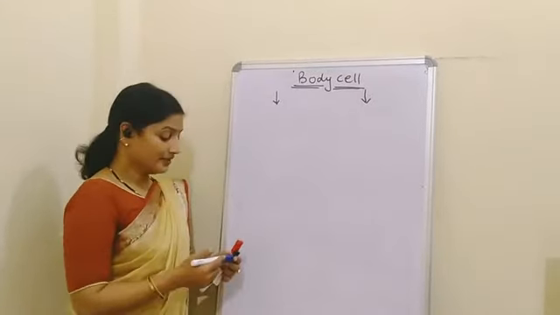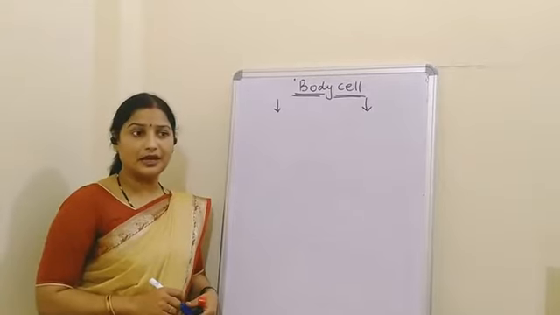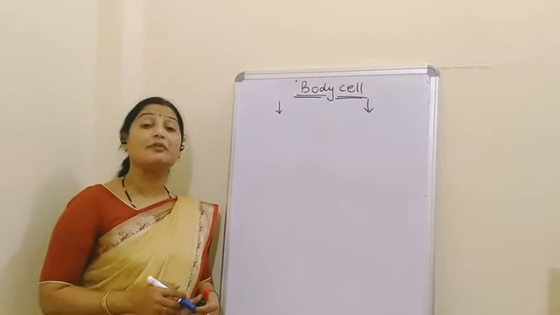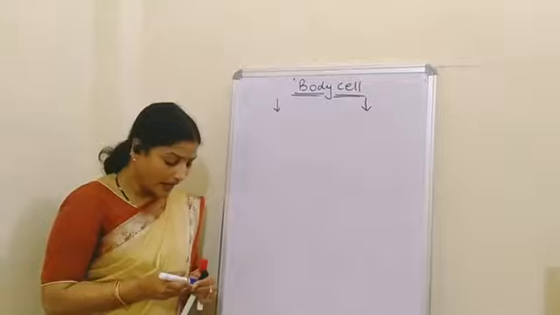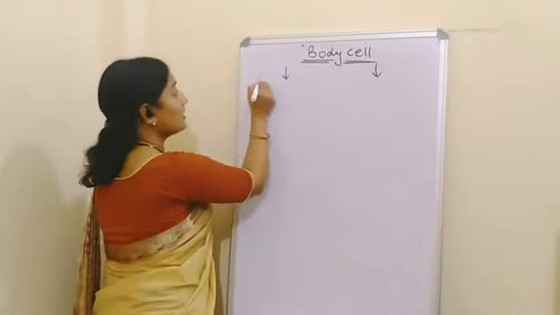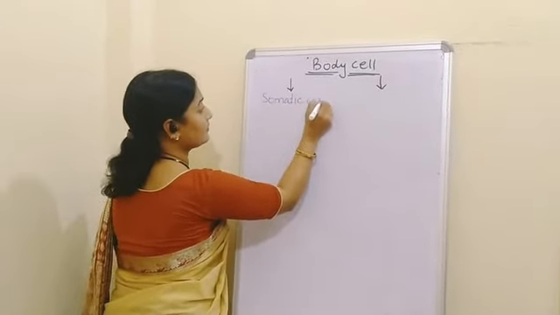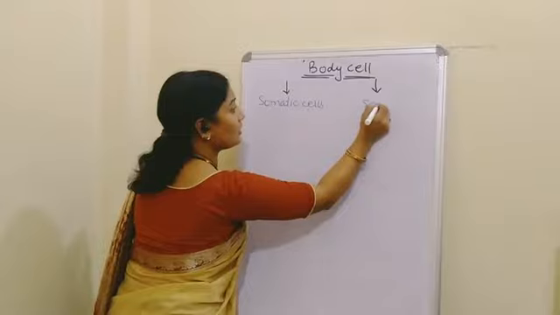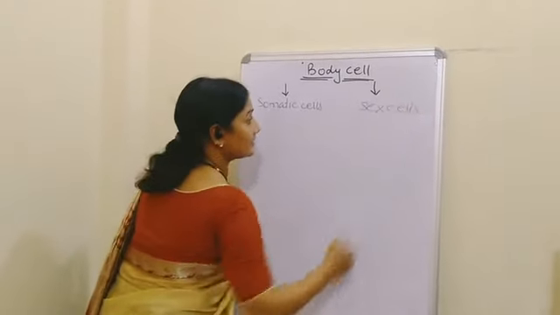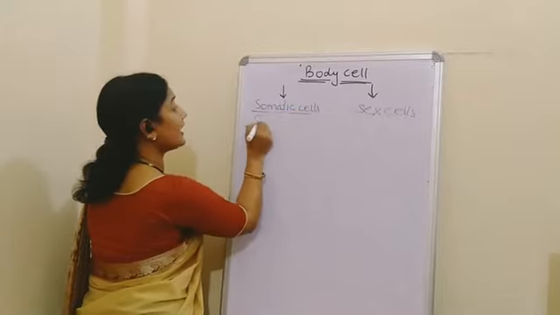Now children, we are all multicellular organisms. Our body is made up of many cells. Okay? And we have two types of body cells. One is somatic cells. Next is called sex cells. These also consist of the same cells.